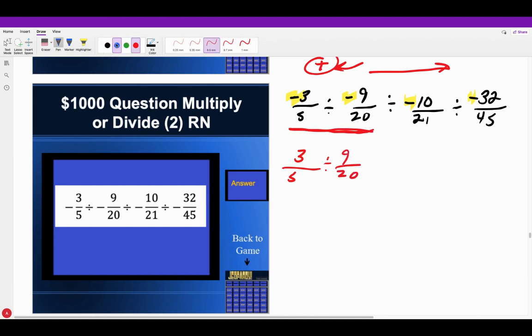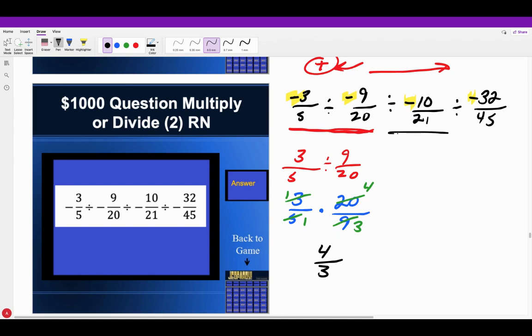And we know our rule when we divide by a fraction is we keep, change, flip. Everybody knows how we're dividing fractions. And then I'm going to reduce. 3 goes into 3 once, 3 goes into 9 3 times, 5 goes into 5 once, and 5 goes into 20 4 times. So now I'm left with 4 over 3.